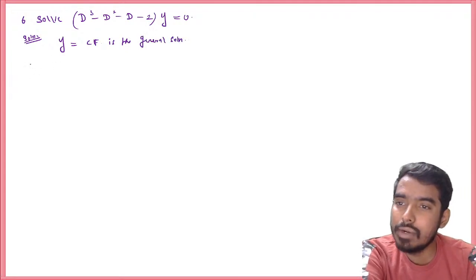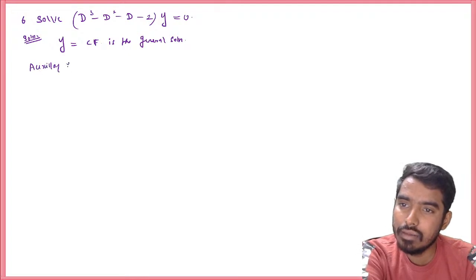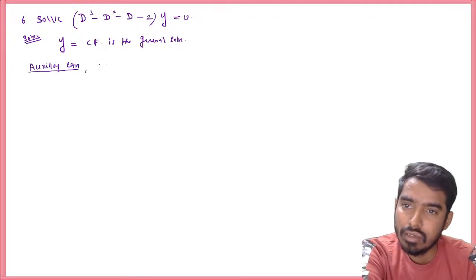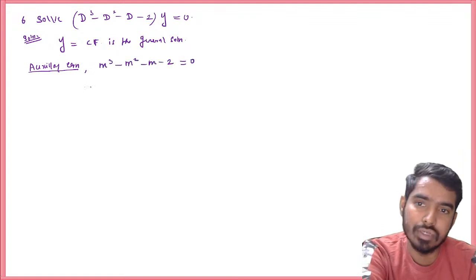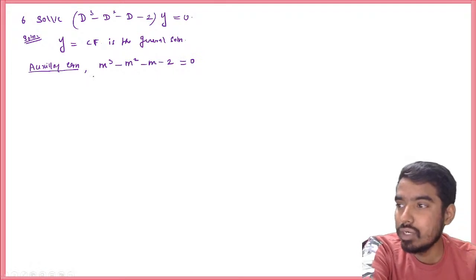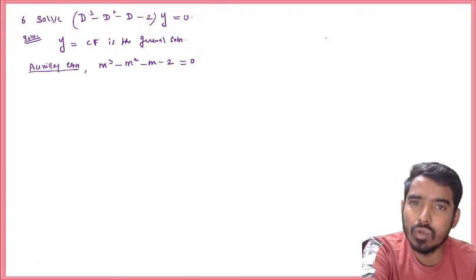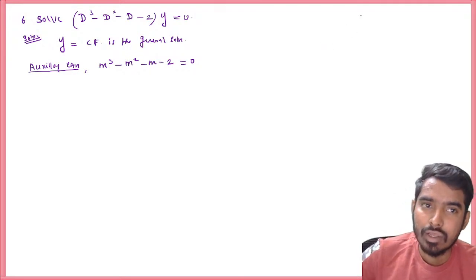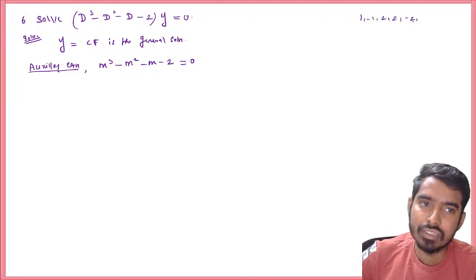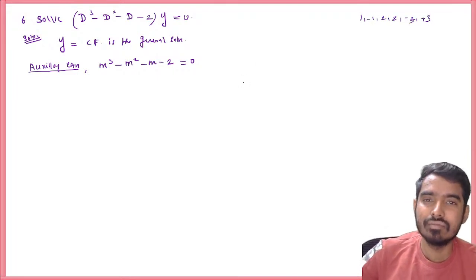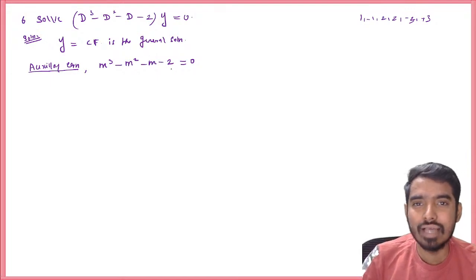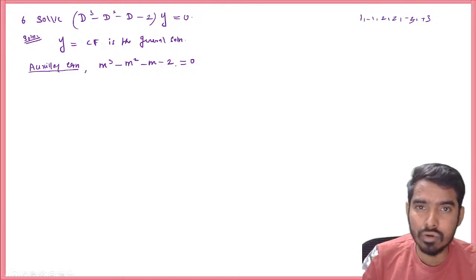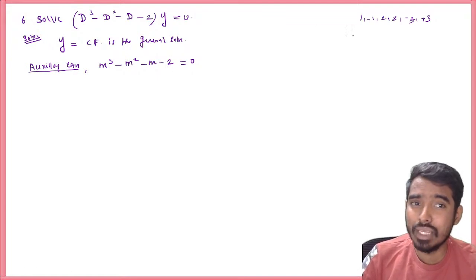Now, to find complementary function, you need to solve the auxiliary equation, which is m cube minus m square minus m minus 2 is equal to 0, right? Usually when you are finding a solution by trial and error method, we'll have one solution from the factors of the constant term, plus or minus 1, 2. It is not that easy to solve the cubic equation without knowing one root. So that one root can be any one of these.